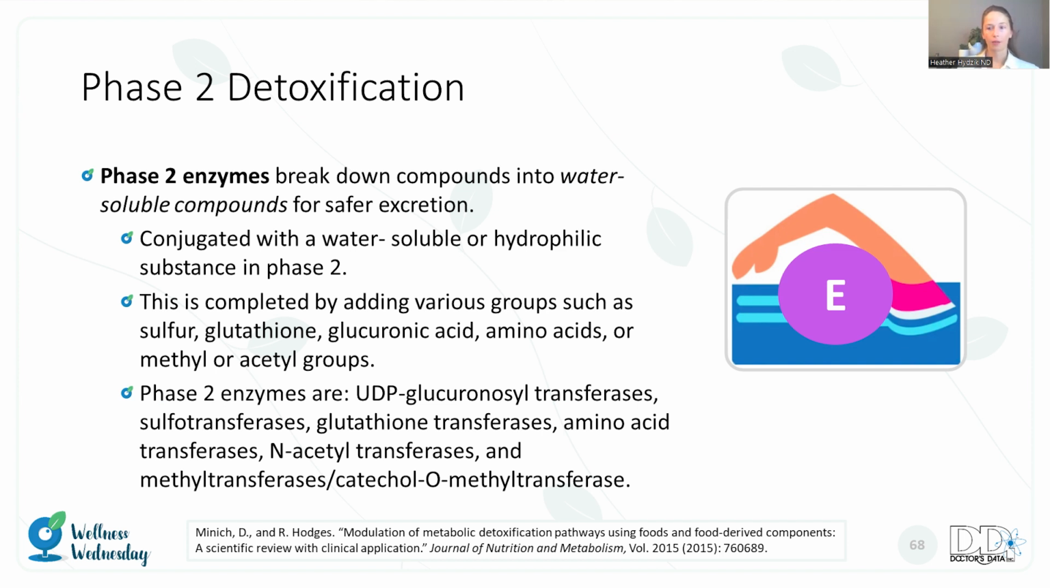In the next step of metabolism, now we're in phase 2. These enzymes are breaking down the toxins into water-soluble compounds and then reducing the toxicity of the phase 1 products. And this is completed by adding various groups like sulfur, glutathione, glucuronic acid, amino acids, and then methyl or acetyl groups.